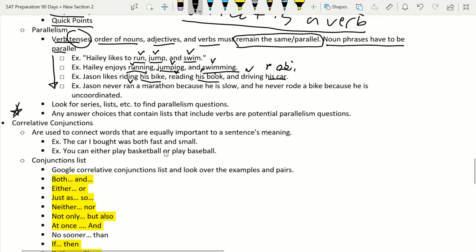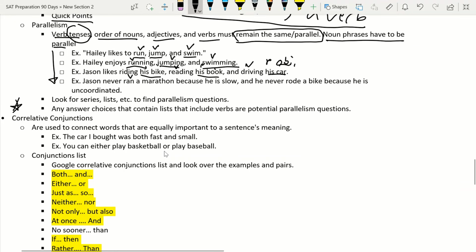And then the next one, you don't have to have 3 things to have parallelism. You can have parallelism with 2 as well, or 4, or 5. As long as there's 2, you can have parallelism. So we've got Jason never ran a marathon because he is slow, right? So we got Jason as our subject, and then never ran a marathon because he is slow, and he never rode a bike because he is uncoordinated.